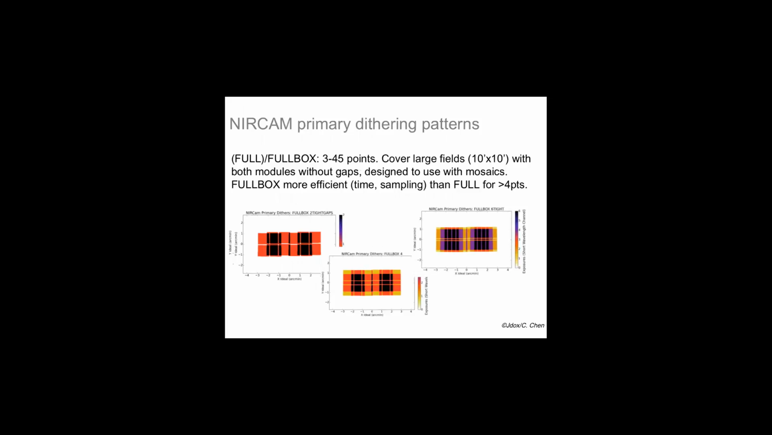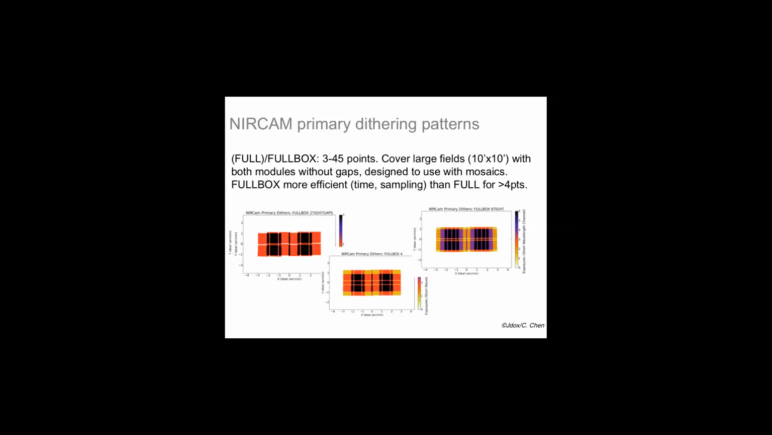The NIRCam primary jittering. If you observe with the 2 modules of NIRCam, you might want to fill in the gap in between the 2 modules. To do that, you will have to use the full pattern. Actually there are 2 patterns, the full and the full box. The full box patterns have been very recently designed, and they are more efficient than the full one by minimizing the motion of the telescope.